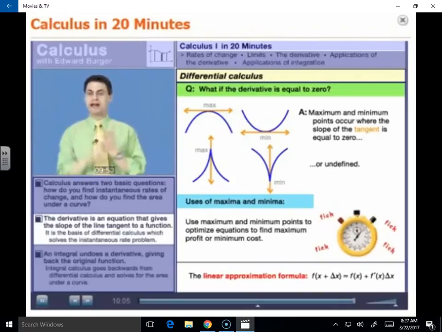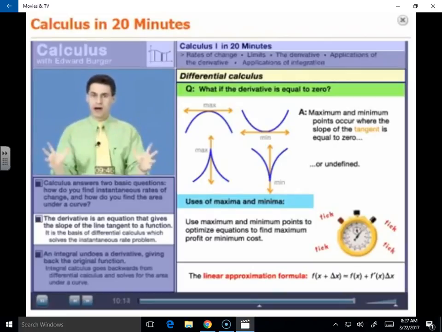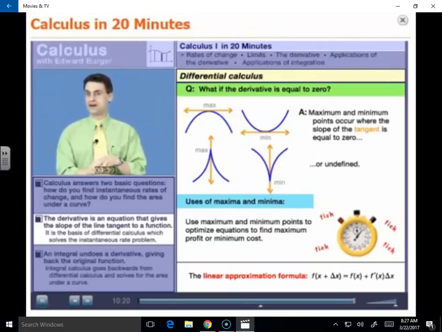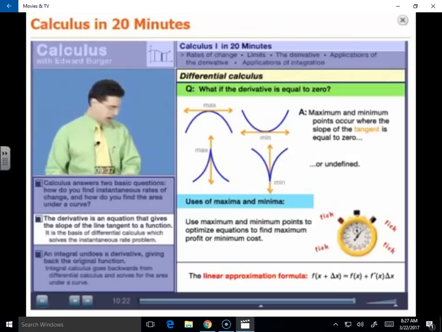Okay, so you want to maximize cost, you want to minimize cost, you want to maximize profit, you want to maximize area, you want to minimize volume, whatever it is, set up the problem really carefully, figure out exactly what you want to optimize, take the derivative, set it equal to 0, solve, find out where the derivative is undefined, and you've got it made. Really not a big deal.